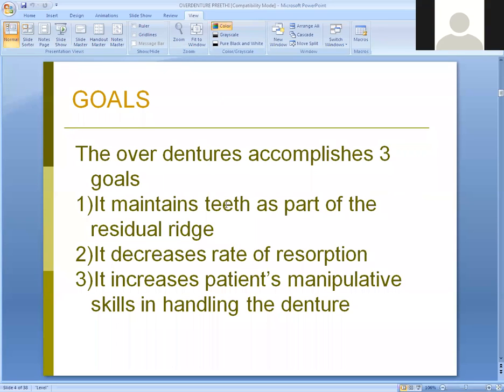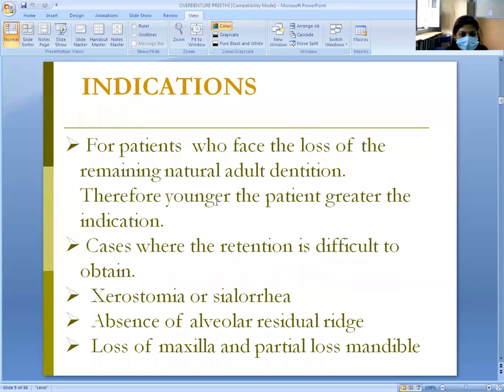Goals of overdenture. The overdenture accomplishes mainly three goals. It maintains teeth as a part of the residual ridge. It decreases the rate of resorption, and it increases the patient's manipulative skill in handling the denture. When the periodontal ligament is present on the underlying root, that helps in improving the manipulative skill of handling the denture.